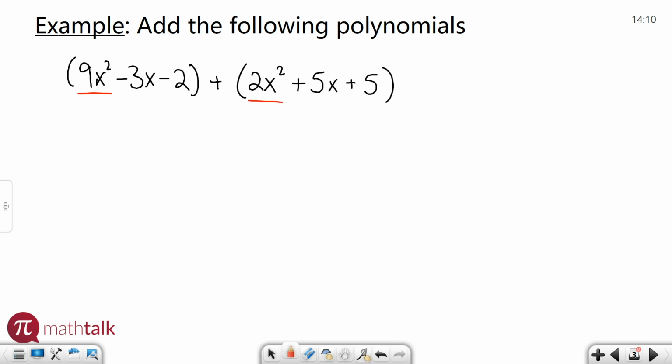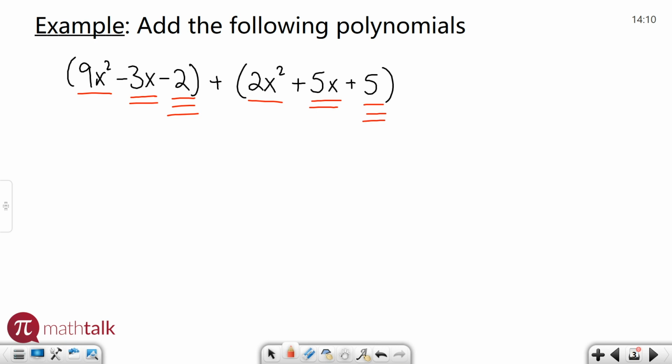My next term is negative 3x. So I think, do I have any other x terms? If I look over here, I have 5x. So those are like terms. And then I have negative 2, which is a constant. So I want to find, are there any other constants? And I have 5.